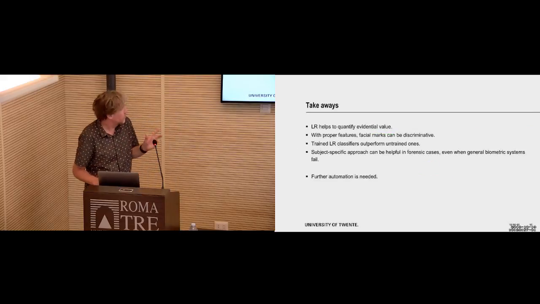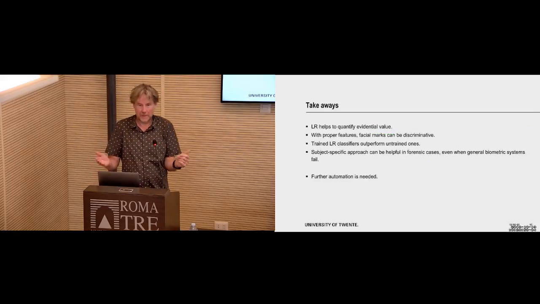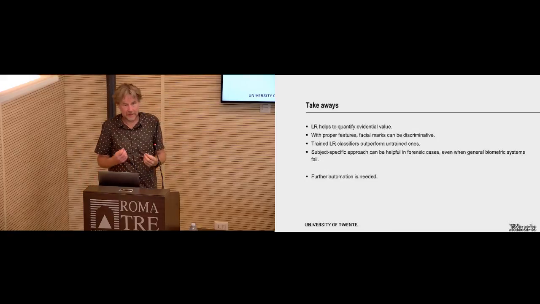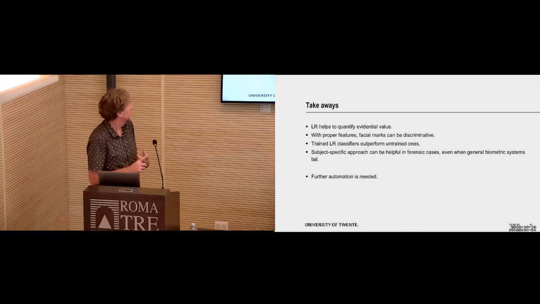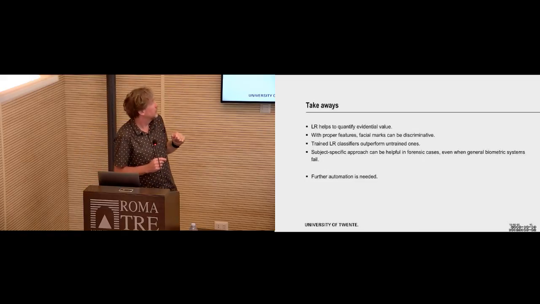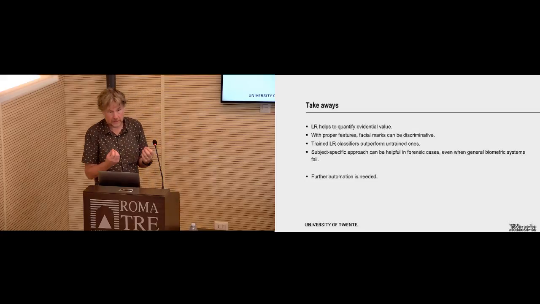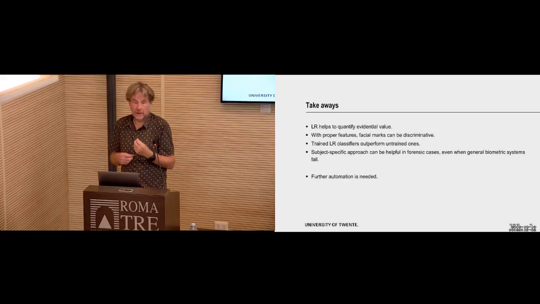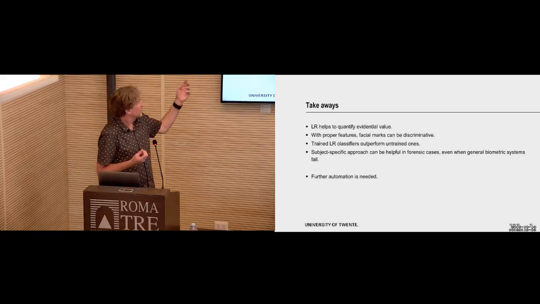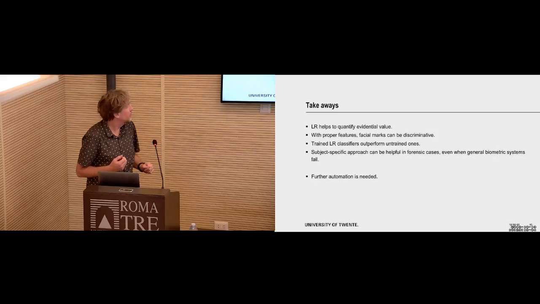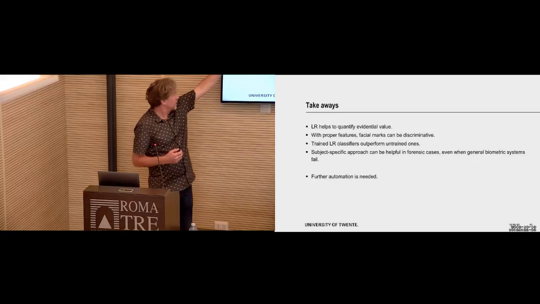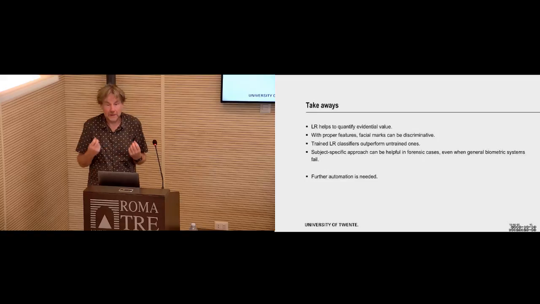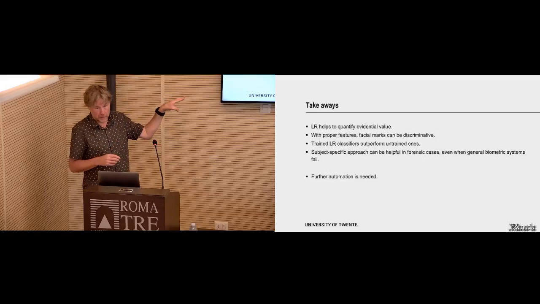So, takeaways of this first part. Well, the likelihood ratio, coming back again, my favorite classifier, helps to quantify evidential value, which is good for the forensic examiner. With proper features, facial marks can be discriminative. We saw that we actually achieved pretty low equal error rates. The trained classifiers, as usually, outperform the untrained ones. And a subject-specific approach can be helpful in forensics. And we have been working on further automation, which is needed. We also now have automatic classifiers for the facial marks, and we can come up to the same performance.